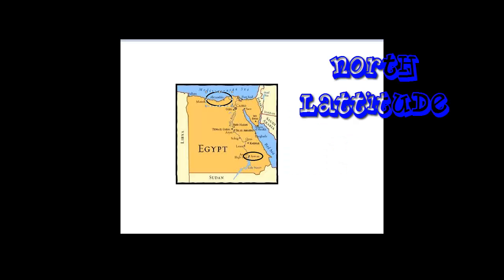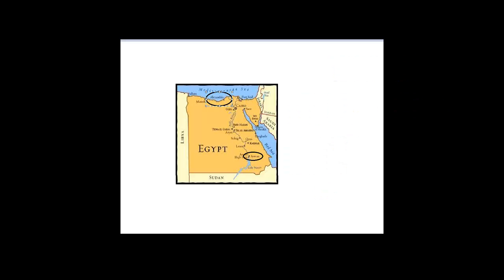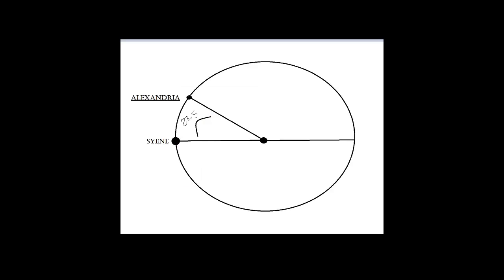By the way, north latitude is, here, let me show you something like this. Alright, so picture it like this. You have the Earth right here, then you have Syene on the equator, which is horizontal. It's on the equator, which means horizontally connected to the center of the Earth, and we have Alexandria up here, 23.5 degrees north latitude of Syene.